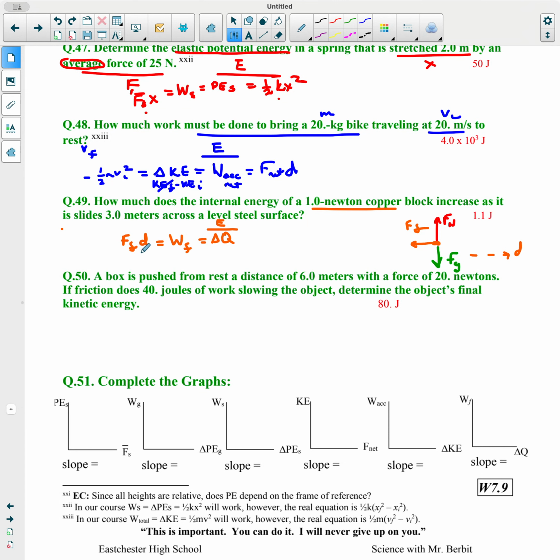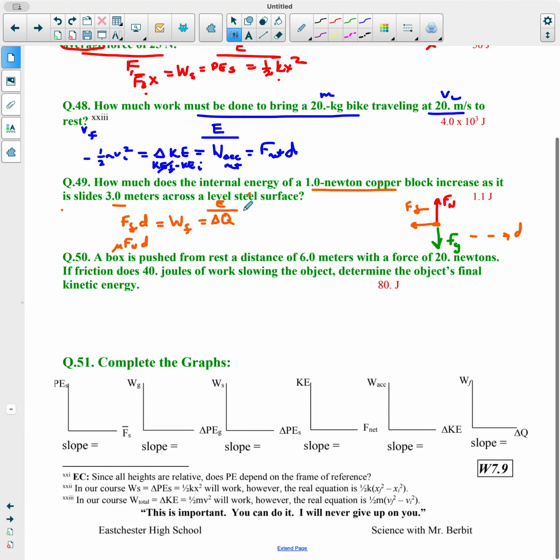This is a nice problem right here. Force of friction, of course, is coefficient times the normal. And now we're ready. Because it's copper on steel, you can look up that kinetic coefficient. It's sliding. The normal is the same as the weight. The distance they gave you. Boom, you got your answer. So, you know, this is nice stuff.